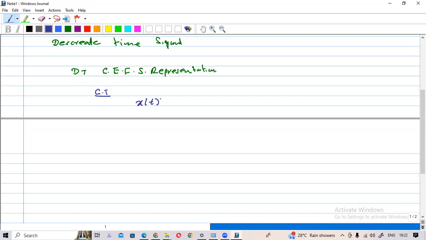Almost all the signals we practically deal with can be represented as a sum of complex exponential terms with weightage. Here k is an integer; it can be from minus infinity to plus infinity: minus 3, minus 2, minus 1, 0, 1, 2, 3, and so on up to plus infinity.